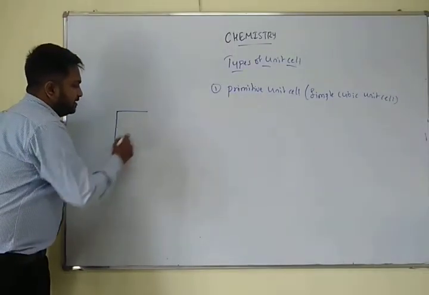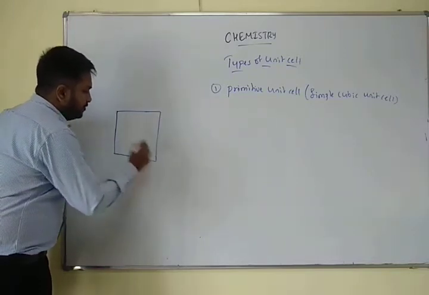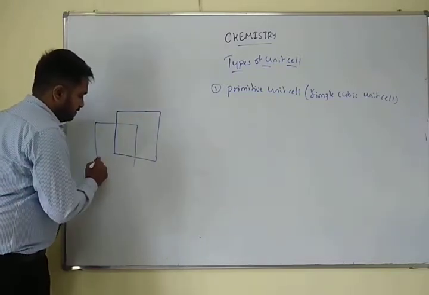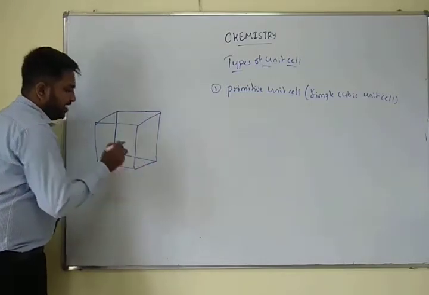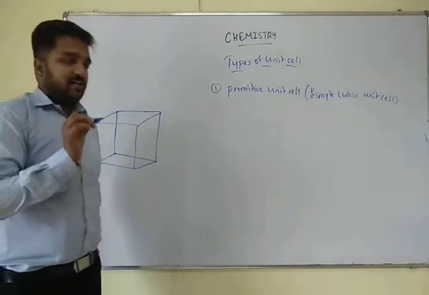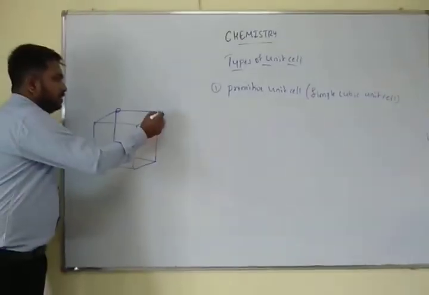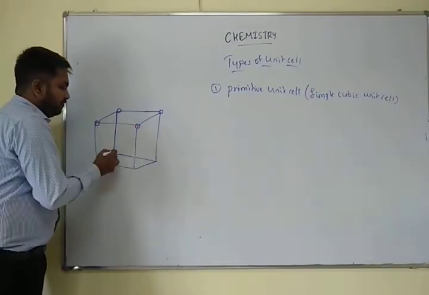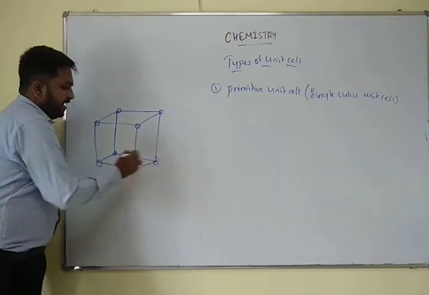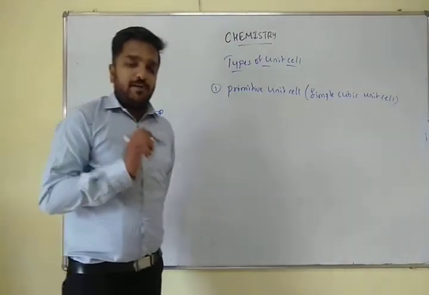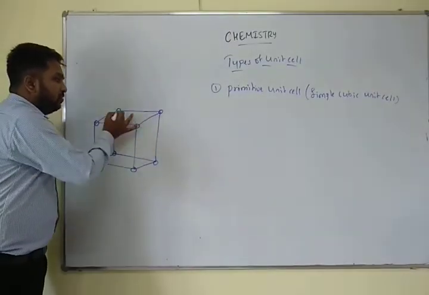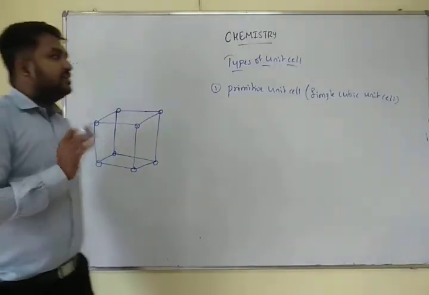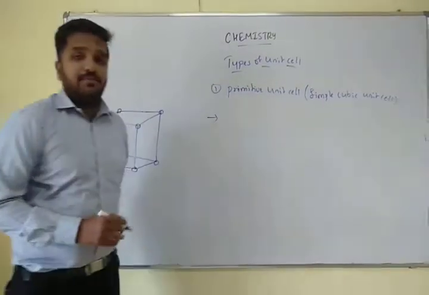In this case, if you just observe the schematic diagram of a simple unit cell, you can easily state that there are 8 corners, 1, 2, 3, 4, 5, 6, 7, 8. Here, in this case of primitive unit cell, the particles and the constituent atoms will be present only on the corners. Clear? So these type of unit cells we call it as primitive unit cells.